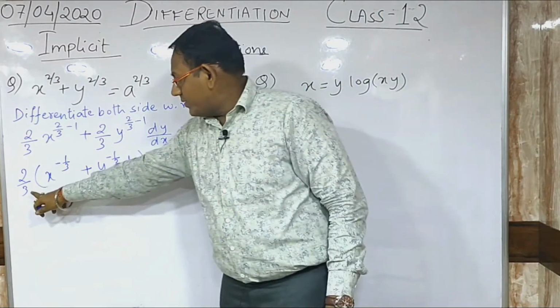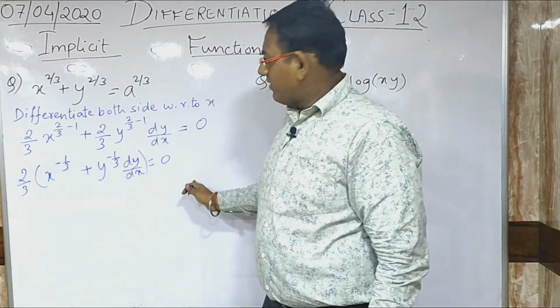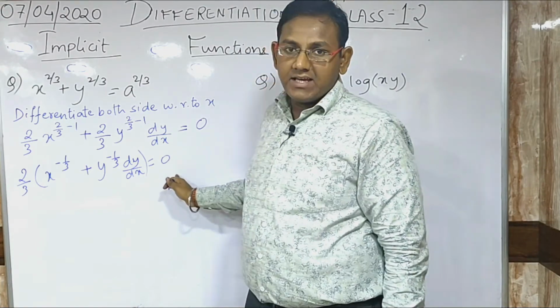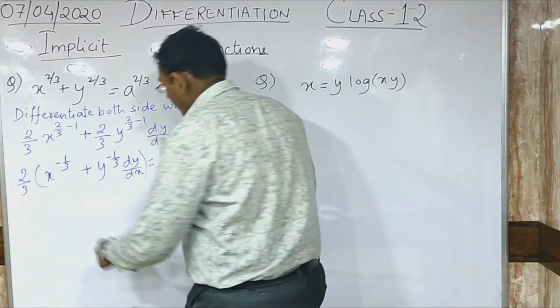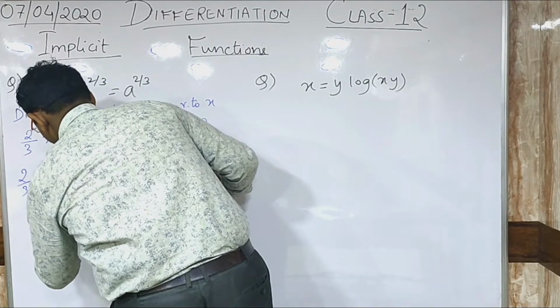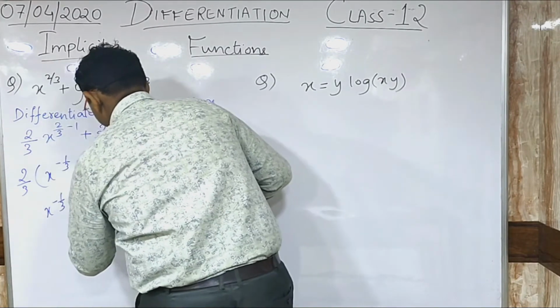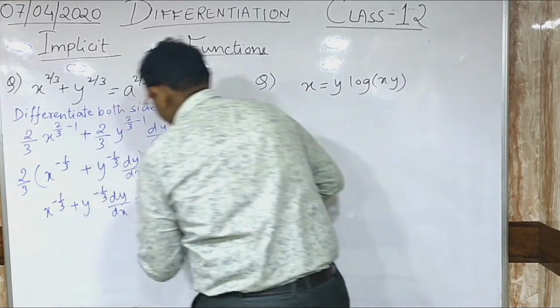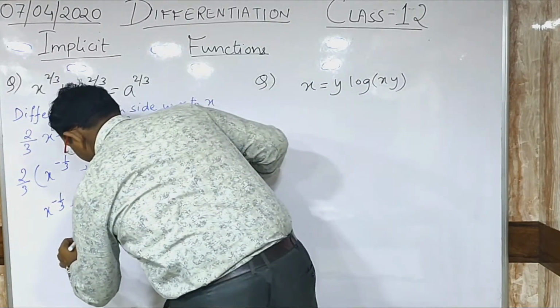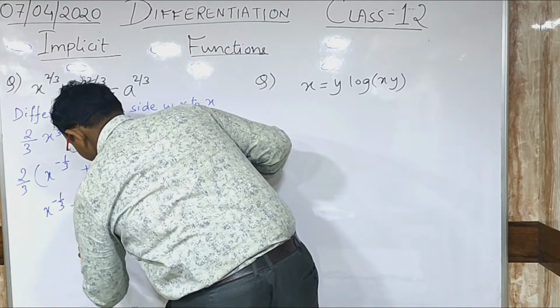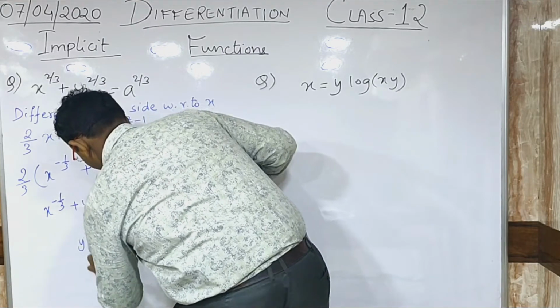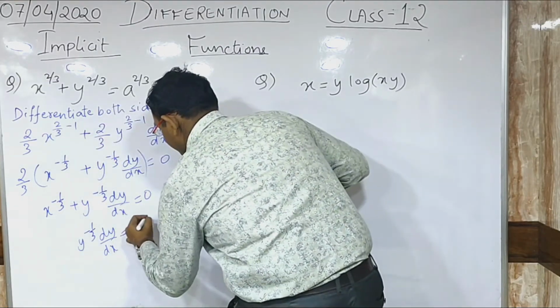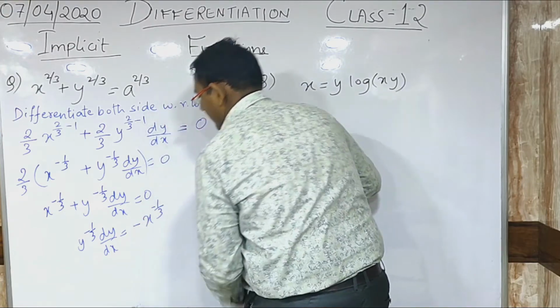If we take this 2 by 3 to the other side, 0 divided by anything will give you 0. So we are getting x to the power minus 1 by 3 plus y to the power minus 1 by 3 dy by dx is equal to 0. So from this we are getting y to the power minus 1 by 3 dy by dx is equal to minus x to the power minus 1 by 3.